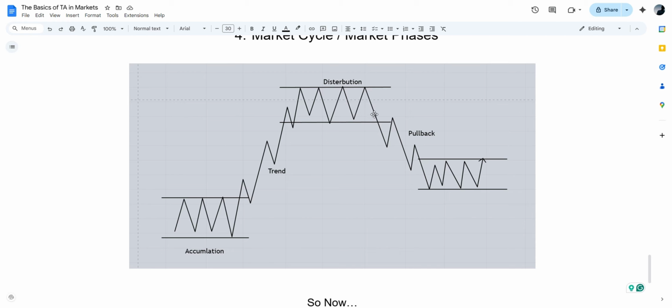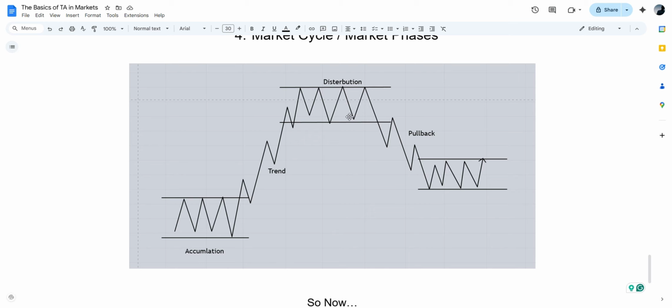After this distribution phase, we have a pullback phase. So this time the market started going downside into a discount area to make another trend. So accumulation, trend, distribution, pullback, and this is again the accumulation phase, and we'll get another trend. And yeah, that's how it's going to work.